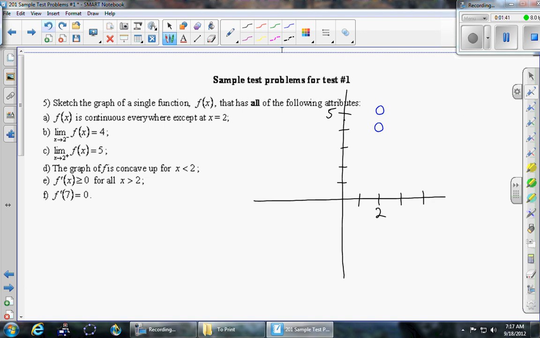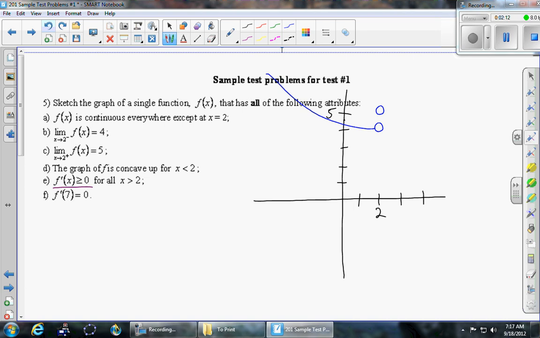It says the graph of f is concave up for x less than 2. So I'm supposed to draw something that hits the bottom blue dot from the left-hand side, and it's supposed to be concave up the whole time. So let's draw something concave up the whole time, and if we need to fix that, we will. The next part says, in part E, f prime of x is bigger than or equal to 0 for all x greater than 2. So we'll translate that.